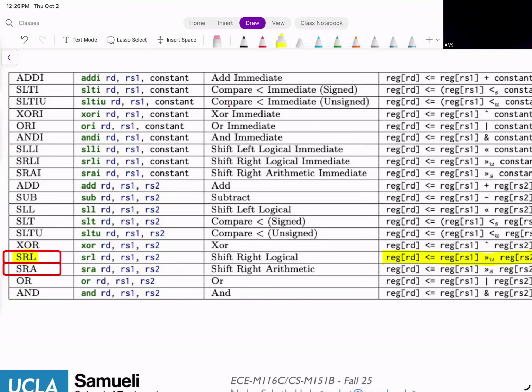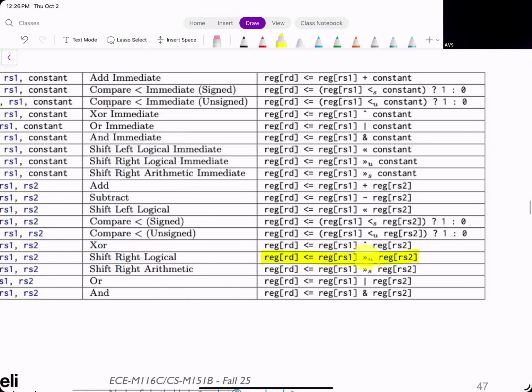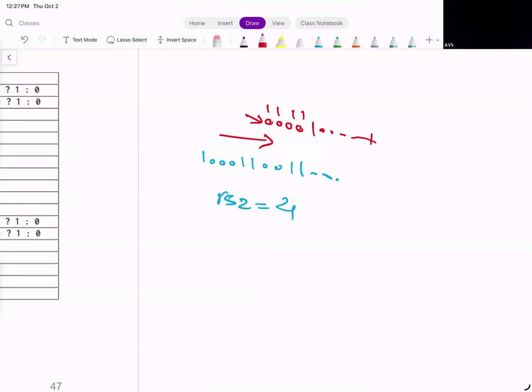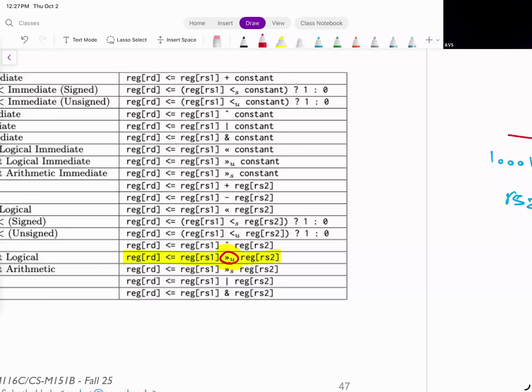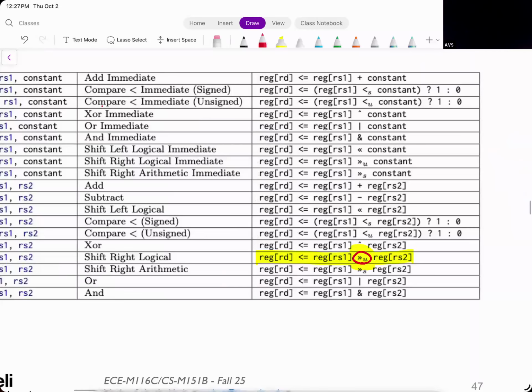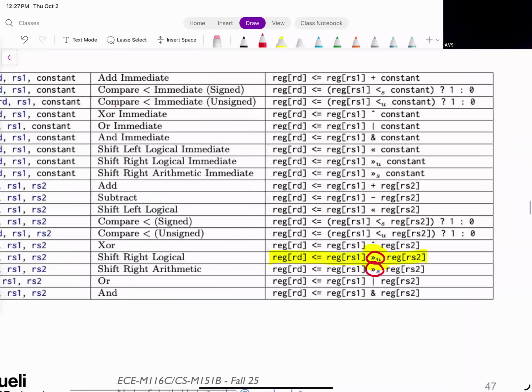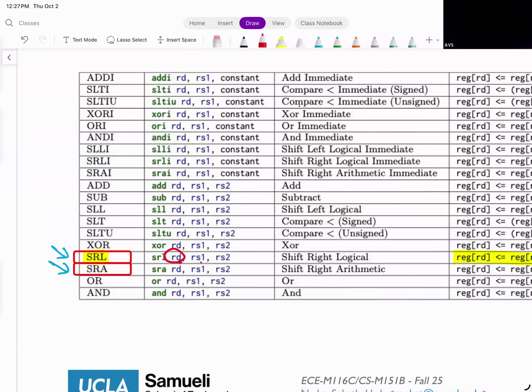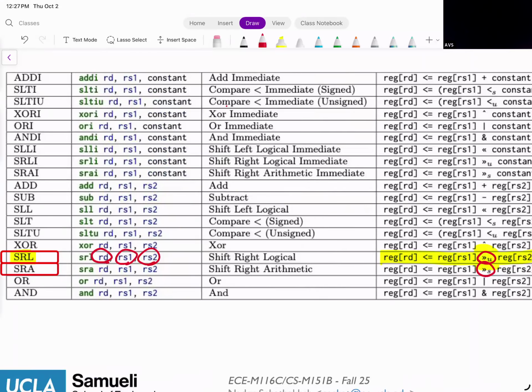The logical one means that you just shift right. You don't care about the sign. That's why you see this letter U here, which means just shift it to the right, don't care. This is the red one I'm showing you here. If you want to maintain the sign, then you do the arithmetic one. This is the sign version. Both of them have the same format, RD, RS1, RS2. As you see, you take RS1 and shift it that many bits as shown in RS2. But the difference is that this one is logical and this one is arithmetic.